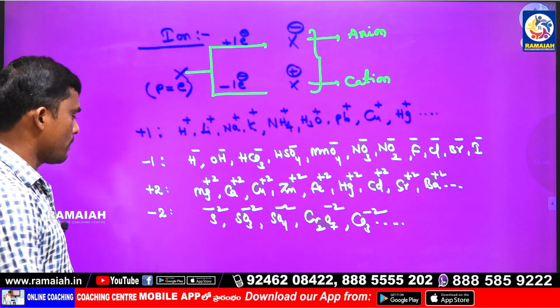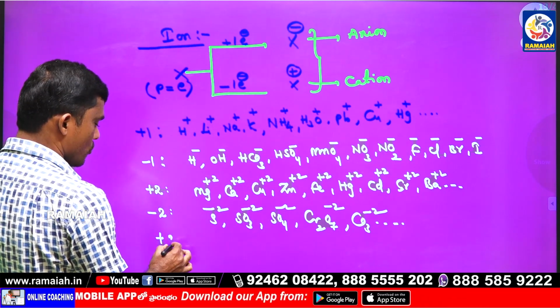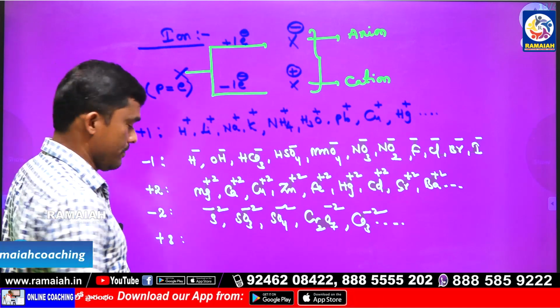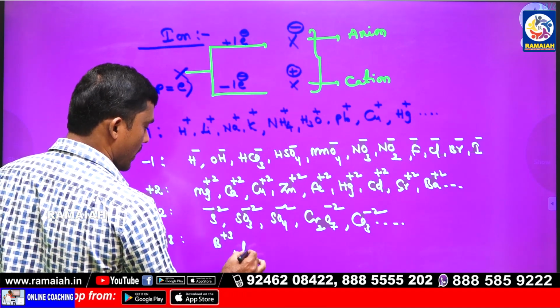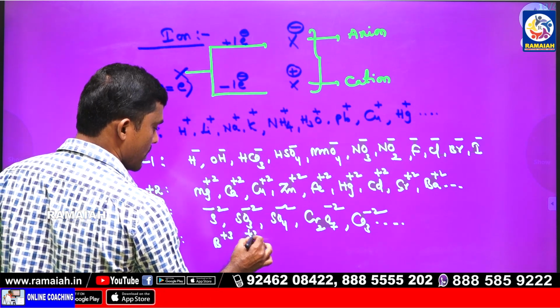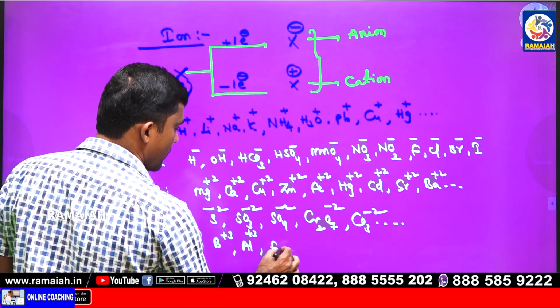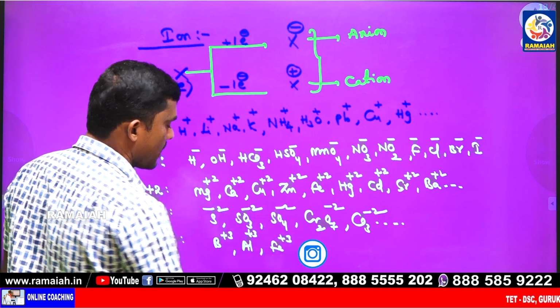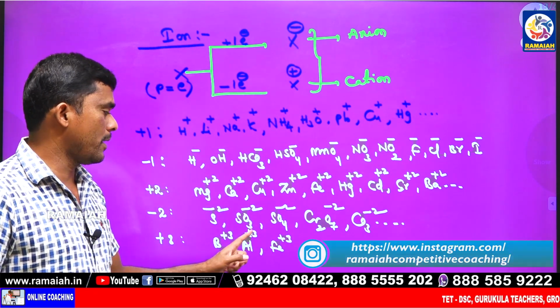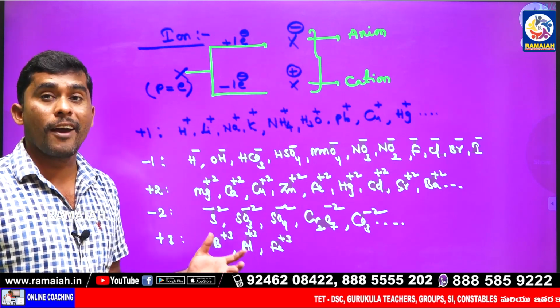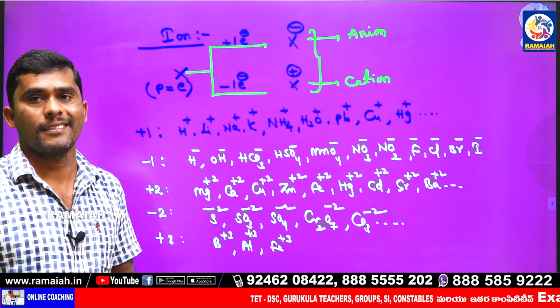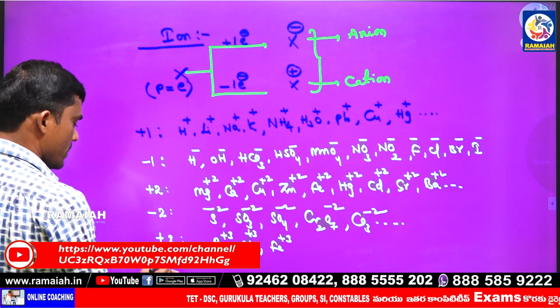Okay, next one, plus 3 charged ions. Example here, B plus 3, boron, Al plus 3, aluminium, next Fe plus 3, iron. Boron ion, aluminium ion, and iron ion. These have plus 3. Next, minus 3 ions.